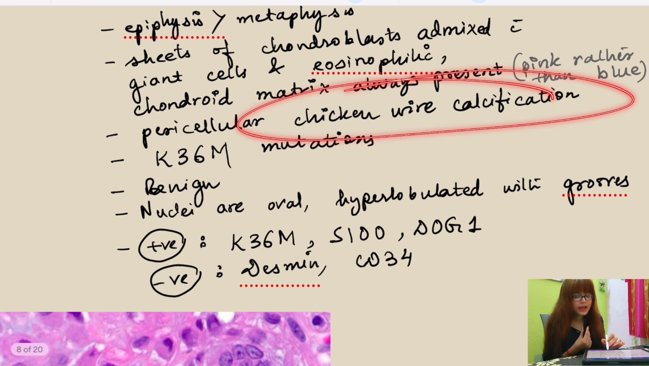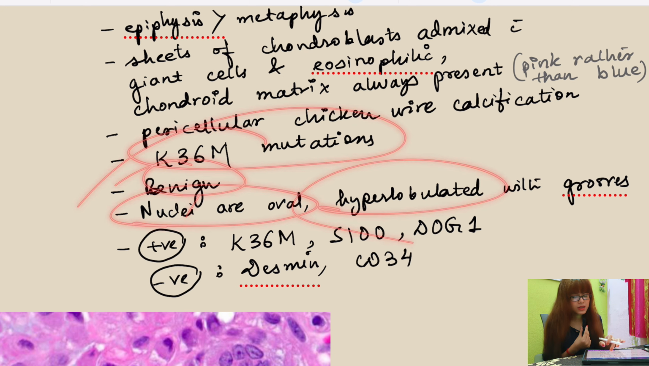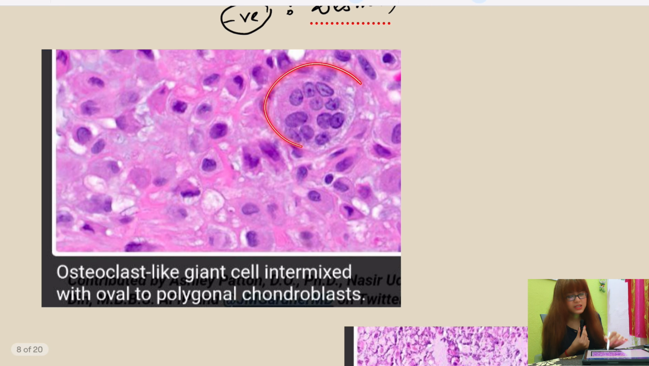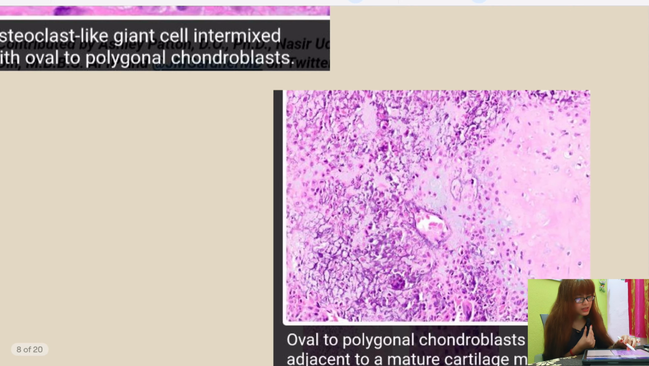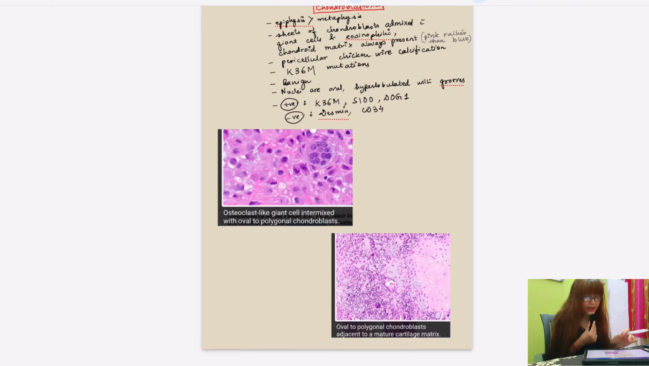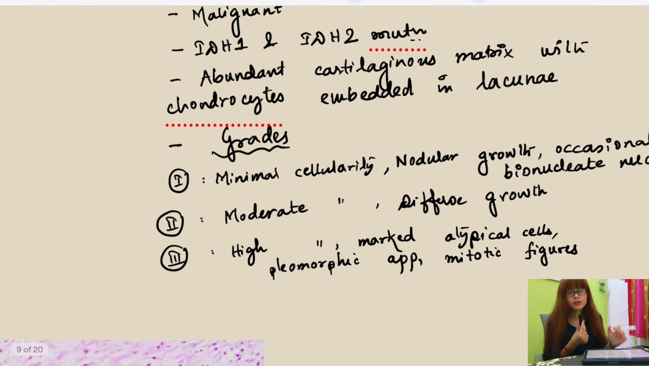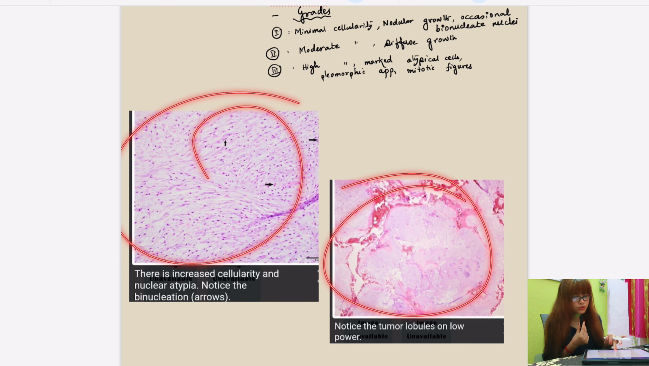Chicken wire calcification, K36M mutation, it is benign. The nuclei are oval, hyperlobulated. These are the positive stains and these are the negative stains. So if you can just see this, this is a giant cell, fine, but these are the chondroblasts, right? So this is chondroblastoma. As you can see over here, there is deposition of cartilage present along with these chondrocytes. So this is chondroblastoma, it is benign. Similarly, you will also see chondrosarcoma, where again this kind of cartilage deposition is going to be there. As you can see, there is so much cartilage deposition here.